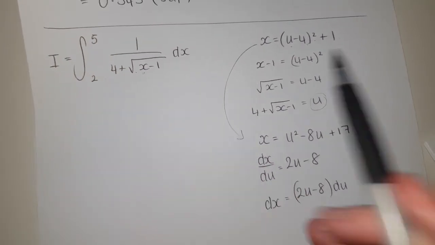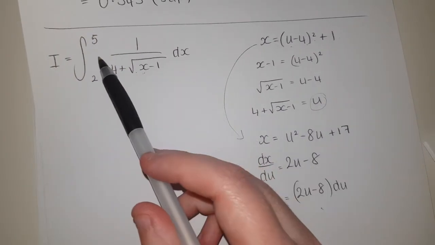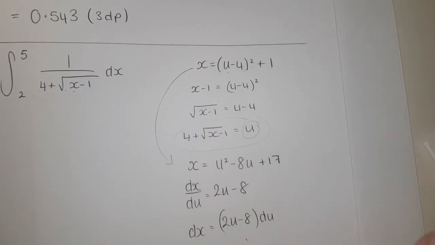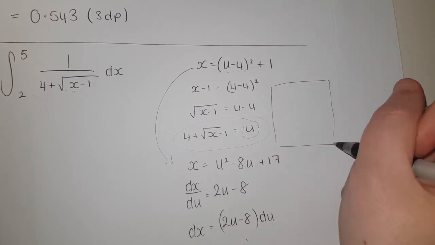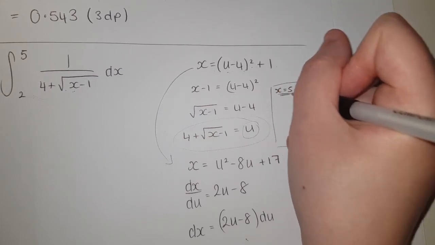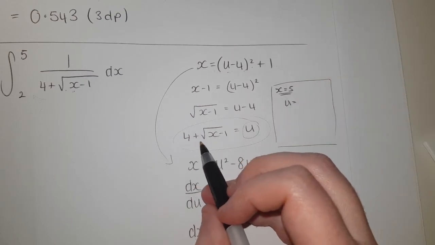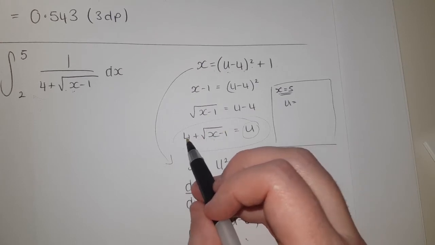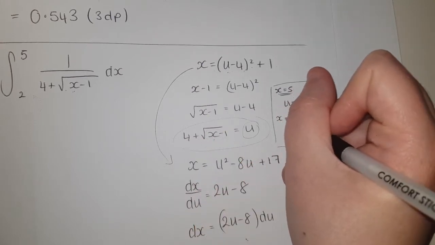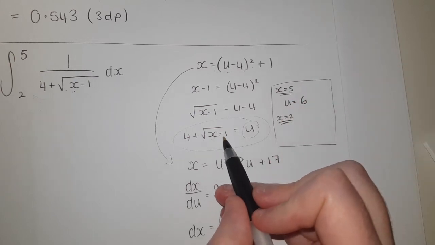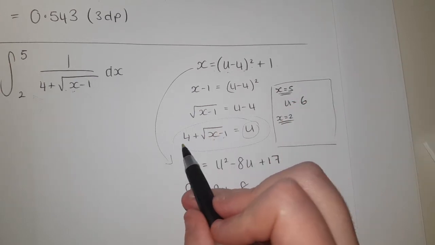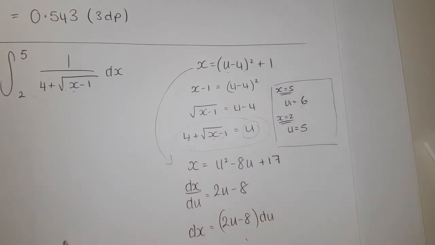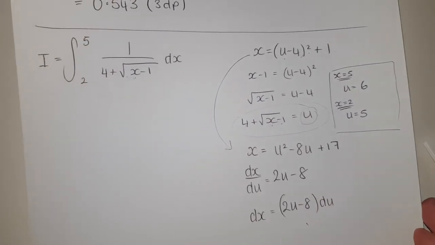Last bit I need to do is just remember, if you're turning everything into u's, you need your limits to change as well. So because we rearranged here to get what u is equal to, I'm just going to draw them in a box here. So when x equals 5, u becomes 4 plus 5 minus 1 square rooted. So 5 minus 1 is 4, square root of 4 is 2, 4 add 2, I get u equals 6. When x equals 2, 2 minus 1 is 1, square root of 1 is still 1, 4 add 1 is 5, so I get u equals 5. So that means I've now got absolutely everything that was originally an x, I can now replace with a u.